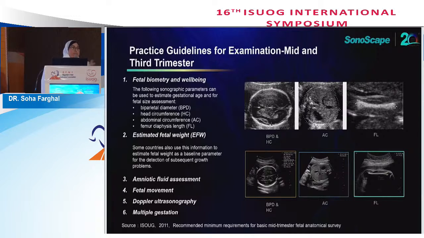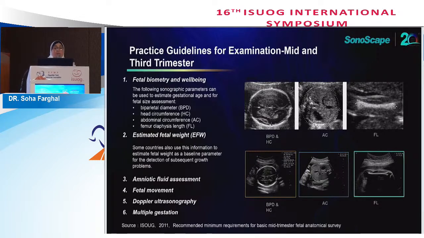The first one is the fetal biometry, as all of us know, and fetal well-being, which include biparietal diameter, head circumference, femur length, and also abdominal circumference. And the estimated fetal weight, amniotic fluid assessment, placental assessment, fetal movement, Doppler ultrasound, and multiple gestation.